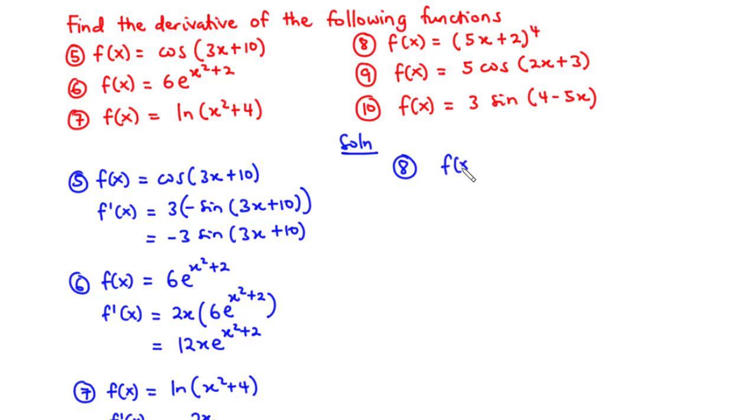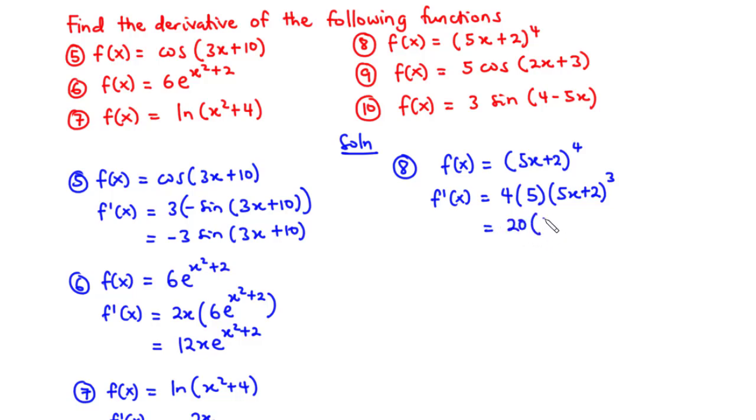Now to 8. We have f of x equals 5x plus 2 all to the power 4. So this is a composite function. So we have f prime of x equals, we are going to drop down 4, that is the exponent. We multiply that by the derivative of what we have in the bracket with respect to x. So that becomes 5. And then we are going to repeat what we have in the bracket. So that is 5x plus 2. And then we reduce the exponent by 1. So that becomes 3. So we simplify this as 4 times 5 is 20. So 20 times 5x plus 2 all to the power 3.